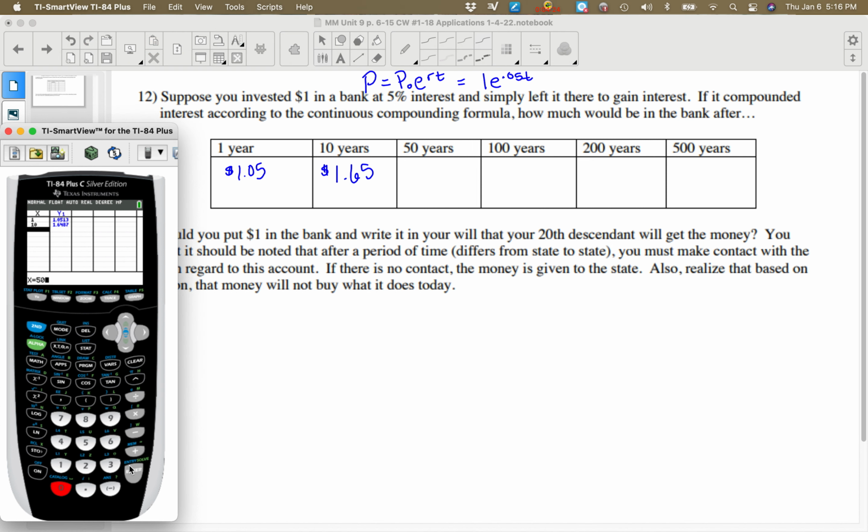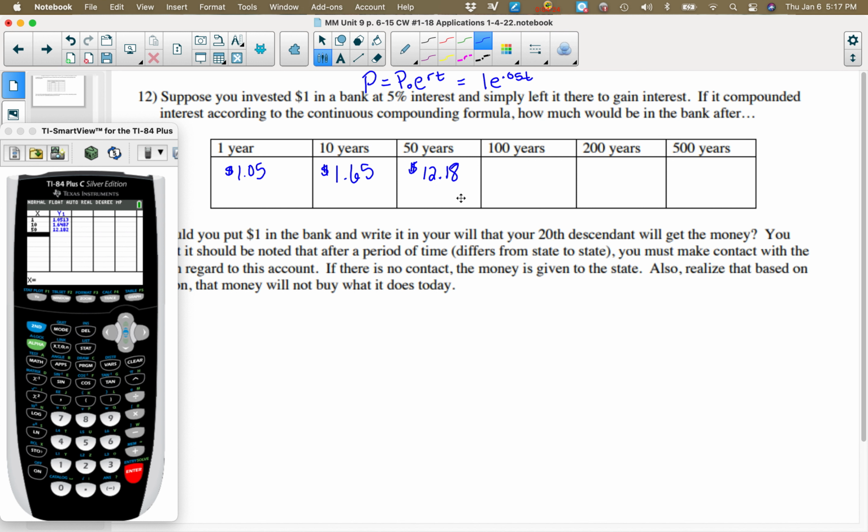Type in a 50. I'm just changing the years because I've put it in as a formula. And you would have $12.18. So not a whole lot of money. Type in 100, and we would have $148.41. Of course, you're probably not alive anymore at that point.